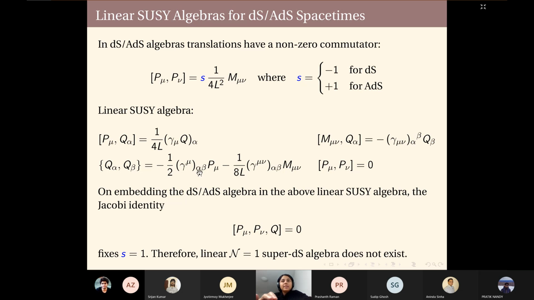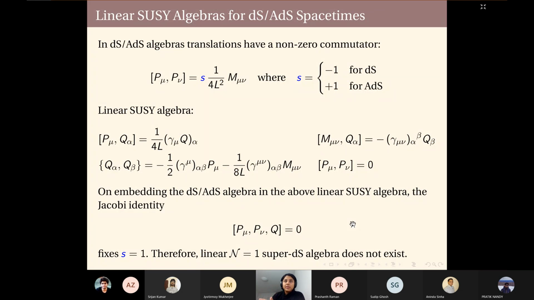And here, this is the algebra for N equal to 1 4-dimensional supersymmetry. Now, when we try to embed the dS or AdS algebra into this linear SUSY algebra, which basically means combining this commutator with this one, and then when we try to satisfy the Jacobi identity, we find that the value of this constant S is fixed to +1, which corresponds to AdS spacetime. So we see that linear N equal to 1 supersymmetry does not allow for a de Sitter solution.